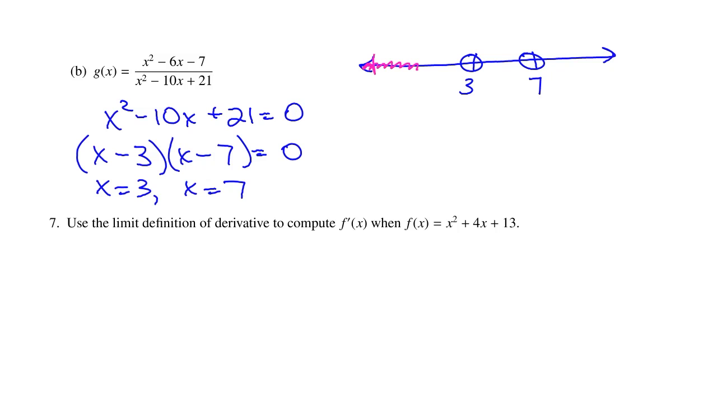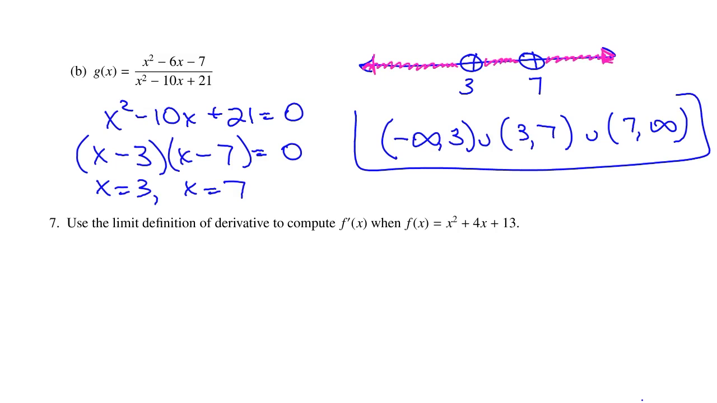So we're going to have one interval here, a second interval in the middle, and a third interval on the right side. And so the intervals of continuity are negative infinity to 3, union 3 to 7, union 7 to infinity. Notice that the numerator does not play a part in finding where a rational function is continuous.